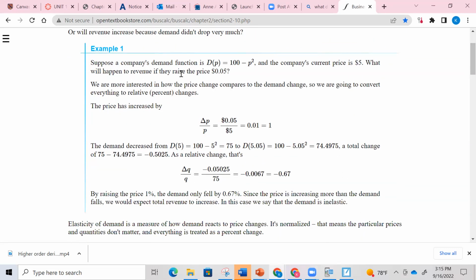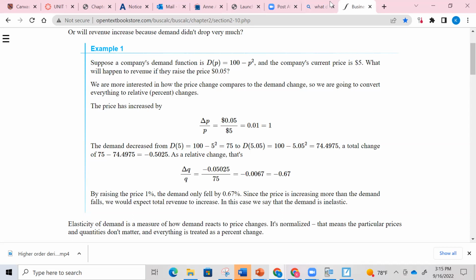It gives an example: suppose a company's demand is the function 100 minus p squared, and the company's current price is $5. What happens if they raise their price 5 cents? We're interested in how the price change compares to the demand change. So we're going to convert everything to a relative percent.